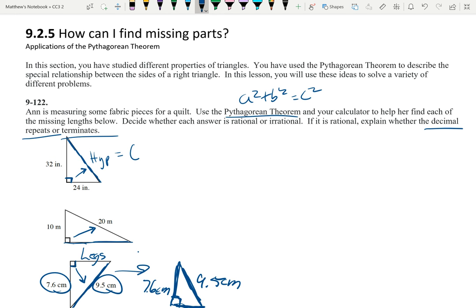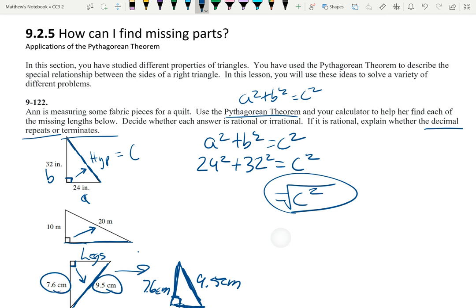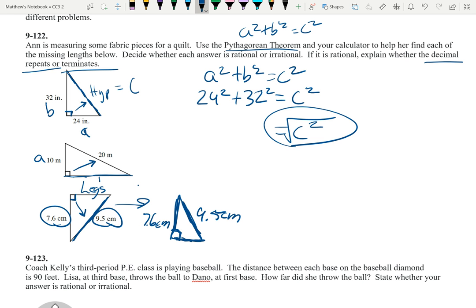All right, so looking at the first problem, I like to assign letters to each of these sides. So I've got A as my smallest leg, I've got B as my second smallest leg, and then I've got C as my longest one. So if it's A squared plus B squared equals C squared, then I'm going to substitute in 24 for side A plus 32 for side B, and that's going to give me side C. And then from here I can just use a calculator, figure out what 24 squared is, add it to what 32 squared is, and then from there I'll have C squared. And then when I get C squared, whatever that is, I can find the side length by taking the square root of it.